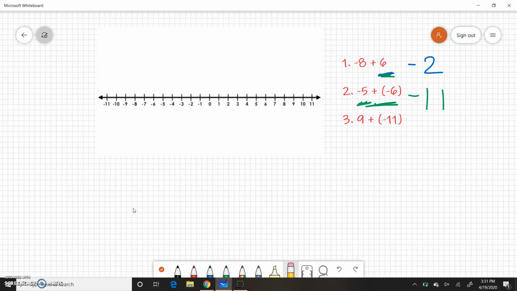Okay, and example number 3, positive 9 plus negative 11. So I'm starting at 0, and I'm going to positive 9. And then now I'm adding negative 11 to it.